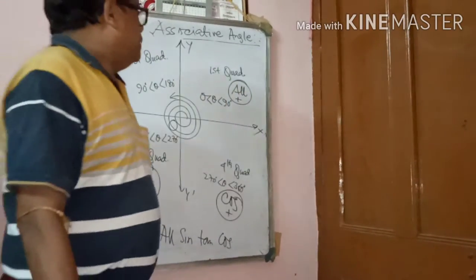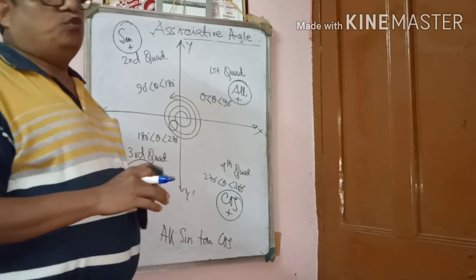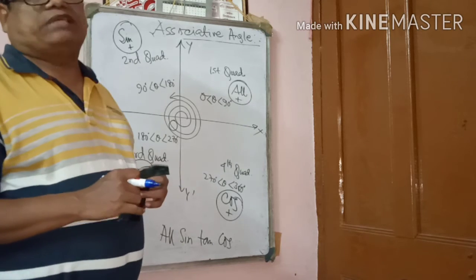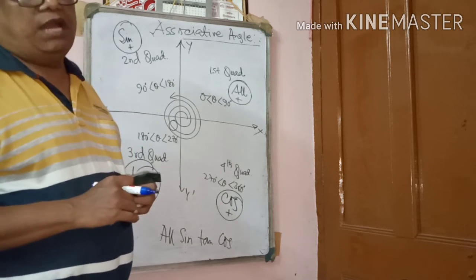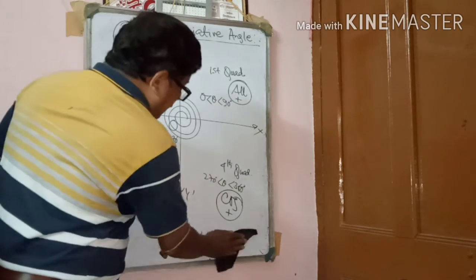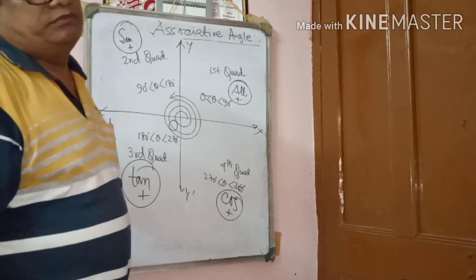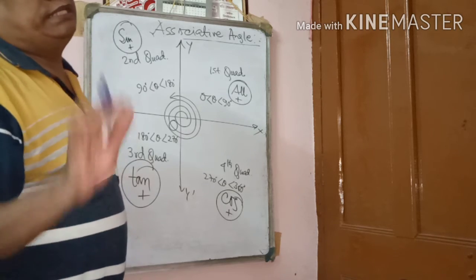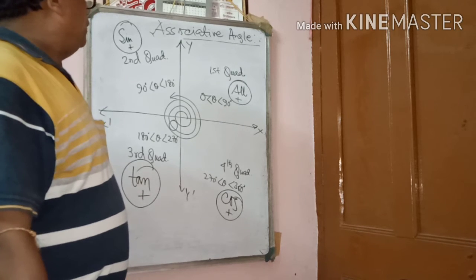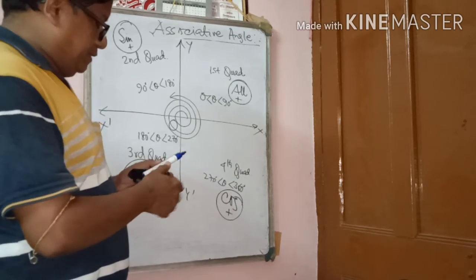Okay. Now, keep in mind. I am writing one thing. How do you check whether the angle is in the first quadrant or second quadrant or third quadrant or fourth quadrant? How to check? So first you remember, I am writing here: 90 degree into odd multiple and 90 degree into even multiple.